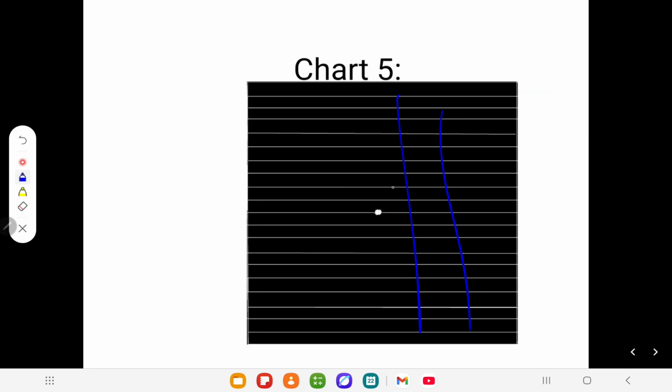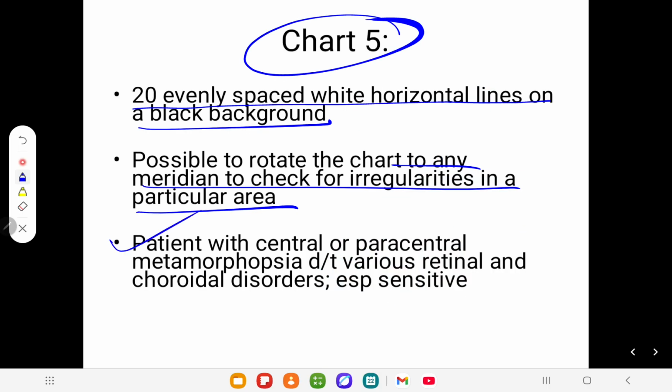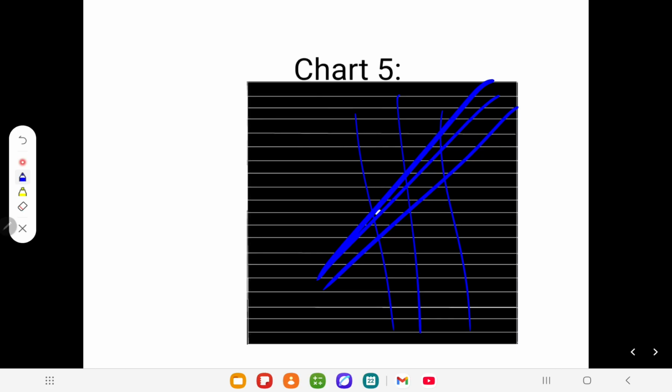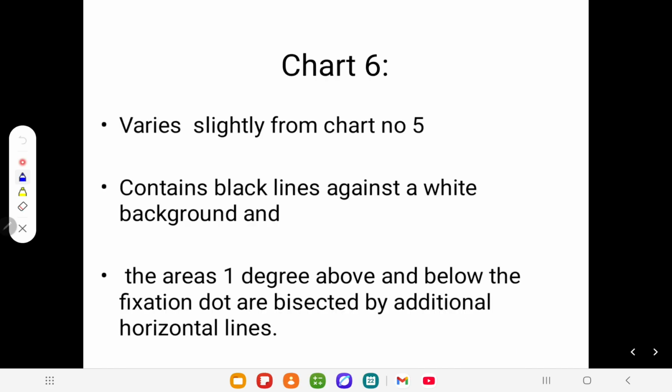We can make it in this direction, or we can make it this way, because we can shift or reorient the chart. So it's simple. Patients with central and paracentral metamorphopsia due to various retinal and choroidal diseases are especially sensitive. So this is very useful for this. In the case of metamorphopsia, somewhere these lines get wider, somewhere they get smaller, so there is nothing uniform. So that's all about chart 5.